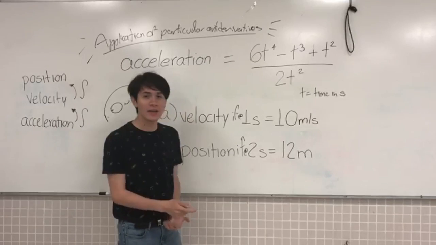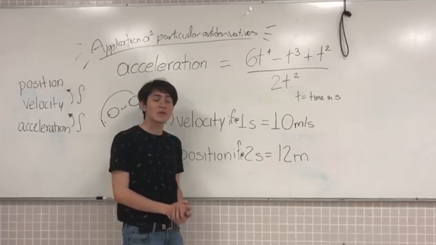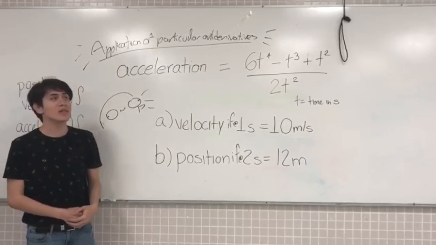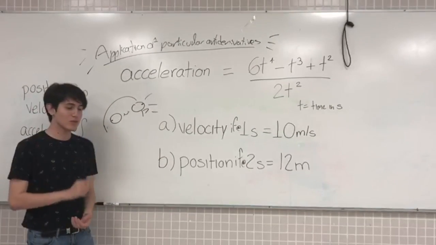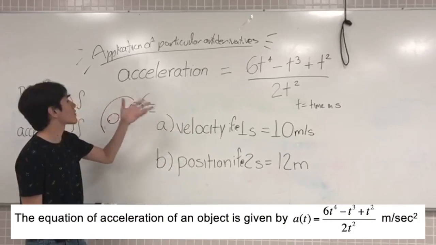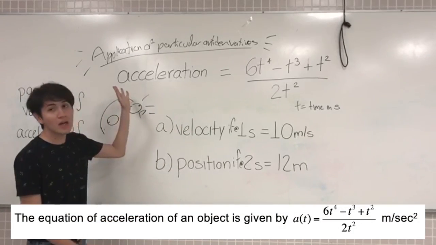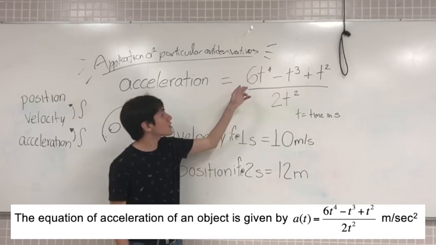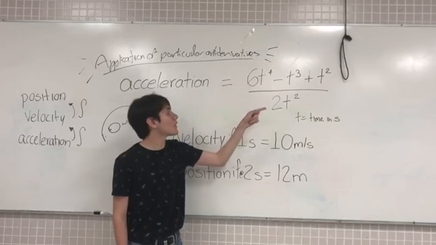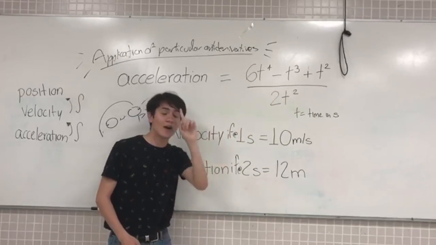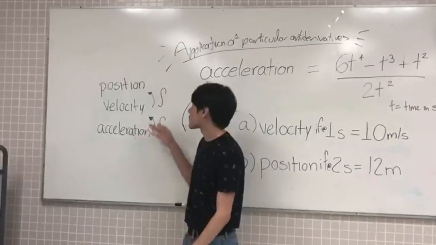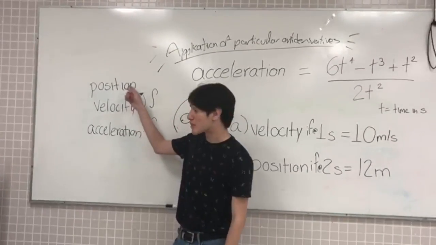Hello! Today we are going to show you how to solve a problem on the subject of application of particular antiderivatives. We are given this problem: the acceleration of an object is given by the equation (6t to the fourth power minus t cubed plus t squared) divided by 2t squared. Now, we know that the antiderivative of acceleration is velocity and its integral is position.